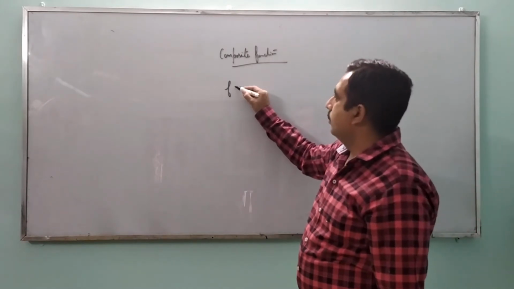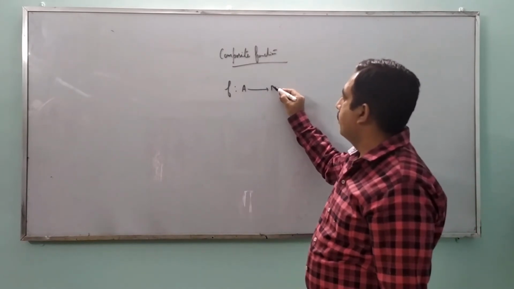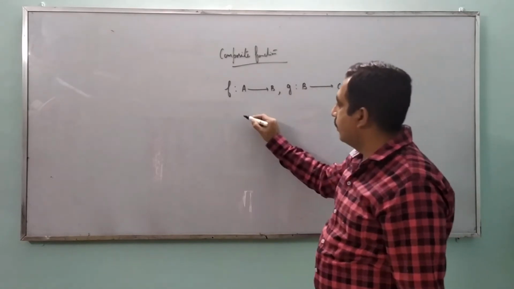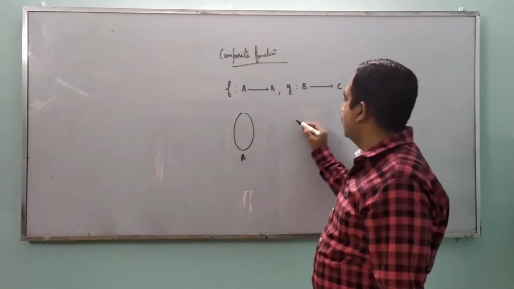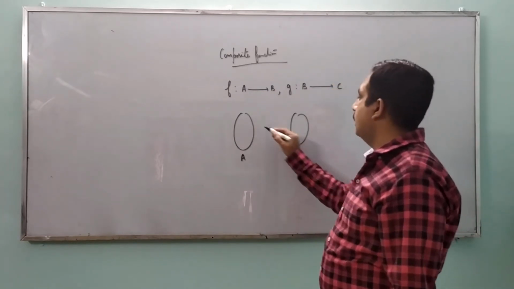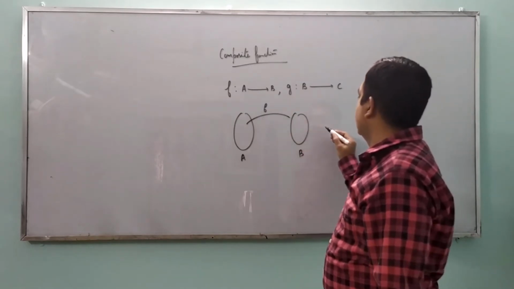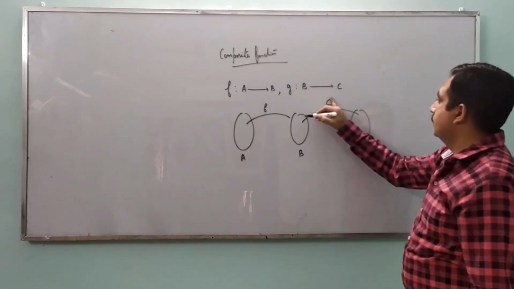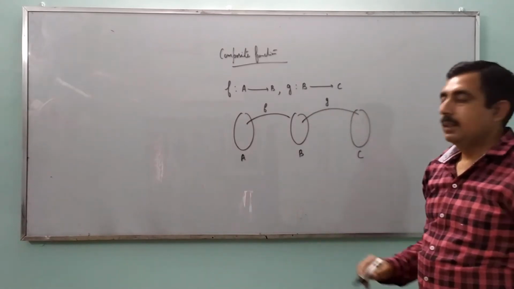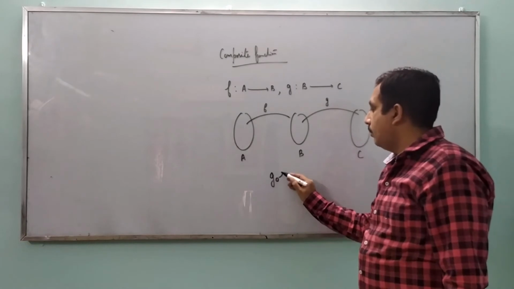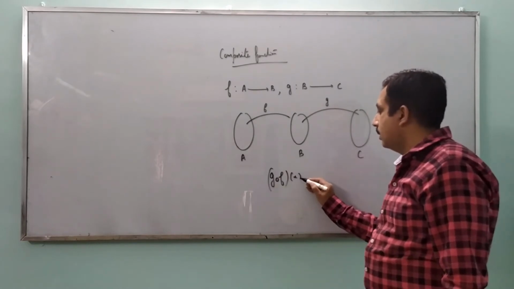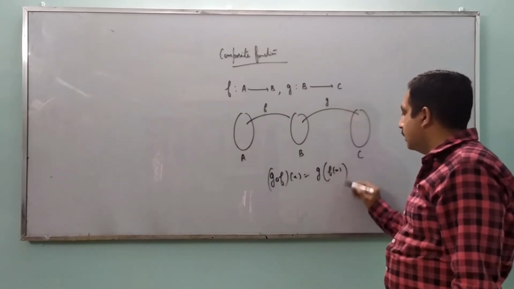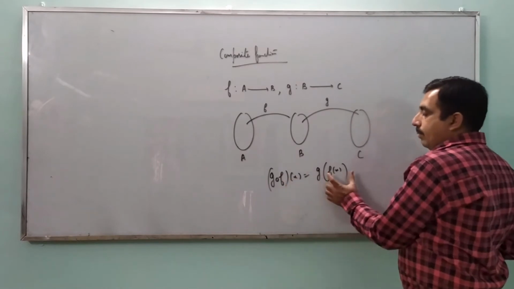Let f be a function from A to B and g be a function from B to C. F is a function from A to B, this is A, this is B, and g is a function from B to C. Then g of f is called a composite function, in which g operates on f of x.